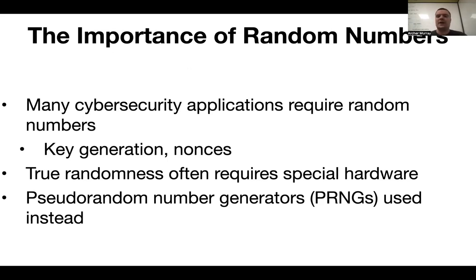Now, generating truly random numbers often requires special hardware that can be impractical to implement for most purposes. So, computers will often use what are called pseudo-random number generators. These are algorithms that generate sequences of numbers that look like they're random, although they actually aren't, because most computers cannot generate true randomness.